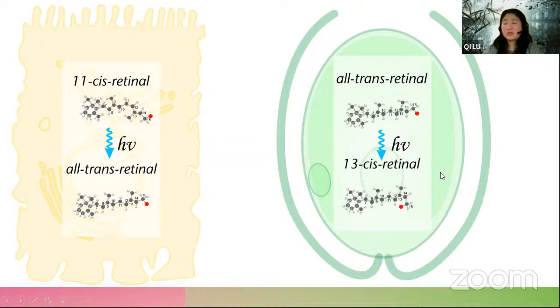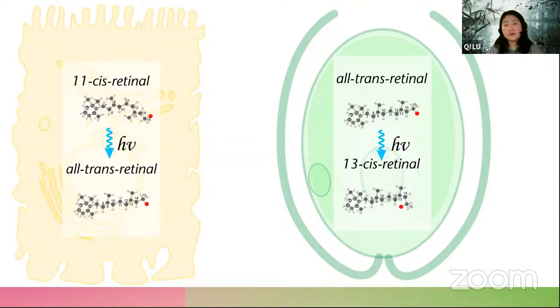And later we'll also discuss that some opsins bind 9-cis, then switch to 13-cis and several other types. But the major point is that 11-cis retinal is not found everywhere in the human body. That is not the same case as all-trans retinal.